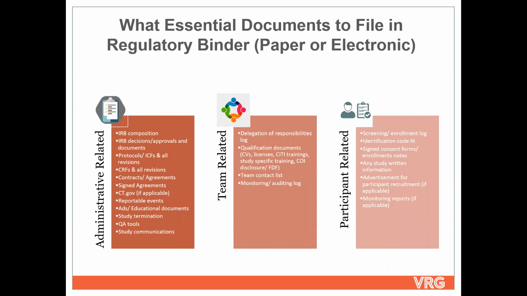So what are the essential documents that you might find in a regulatory binder? Many of these I've already spoken about, but you will have administrative documents. This would be the CVs that I already talked to you about, any contracts or agreements, study termination, IRB documents. Then we have team-related documents. These documents will be related to the team at your site. This could include a team contact list, and if you've been monitored or audited, that log. There's a delegation of responsibilities log that lists what everybody at your site is doing on the trial. And then there are participant-related documents. Here, this would be documents that list information related to the participants in the study. This could include a screening log, consent forms, and any advertisement or recruitment materials that are used for the participant.